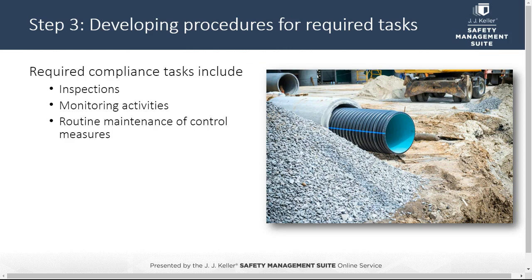So that brings us to our last step in developing and updating a stormwater pollution prevention plan: developing procedures for all the tasks that are required by the stormwater permit. Now, these tasks can include inspections, monitoring activities, and the types of maintenance that will be performed on your structural control measures. So let's take a closer look at each of these.